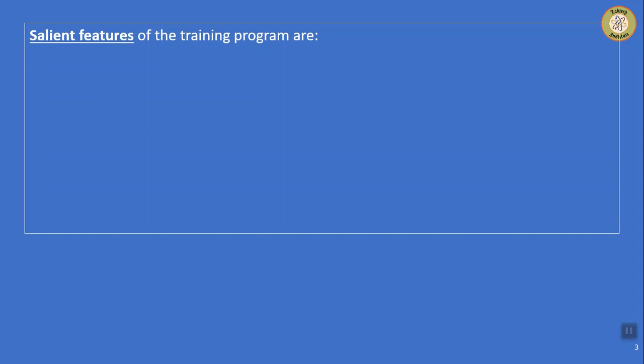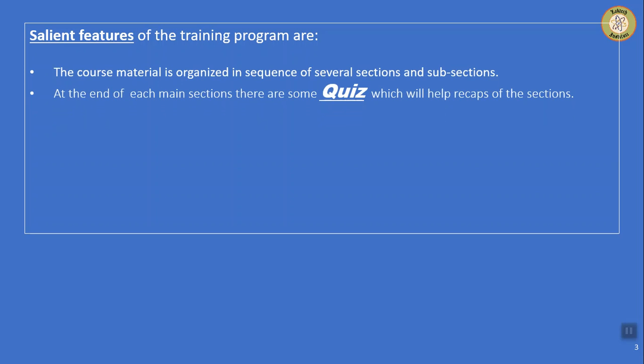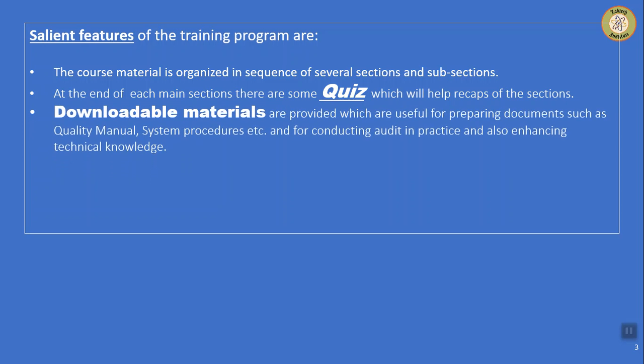So here are the salient features of this training program. The course material is organized in a sequence of several sections and subsections. At the end of each main section there is a quiz which will help recapitulation of the lessons learned from the training program. Plenty of downloadable materials are provided which are very useful for preparing documents such as quality manual, system procedures, etc., and also very useful for conducting audits in practice and enhancing technical knowledge.